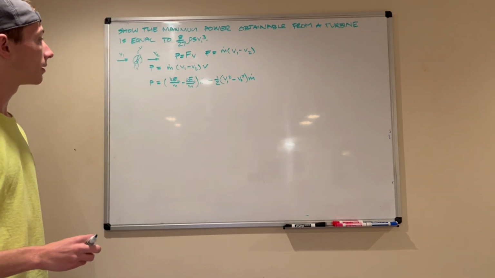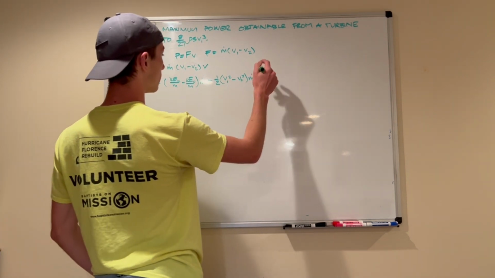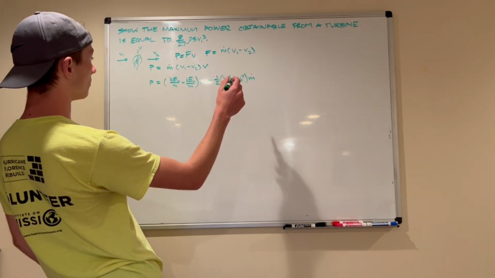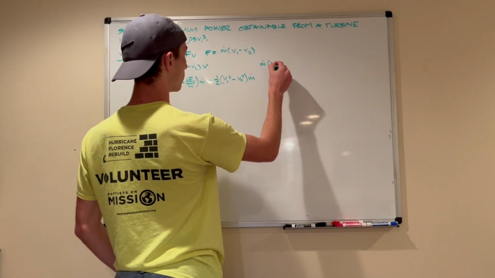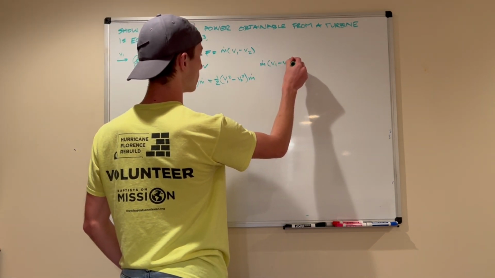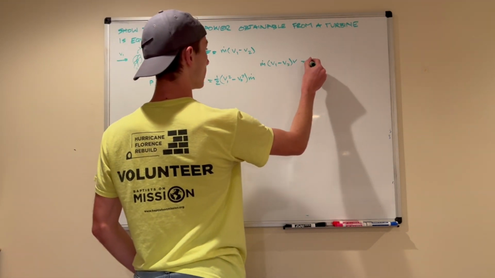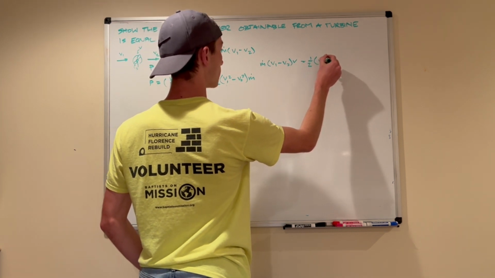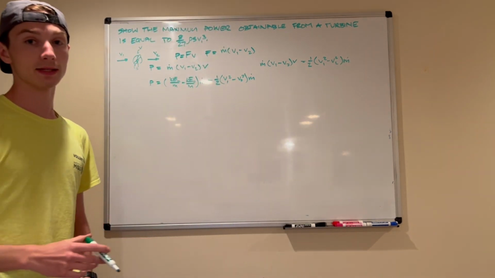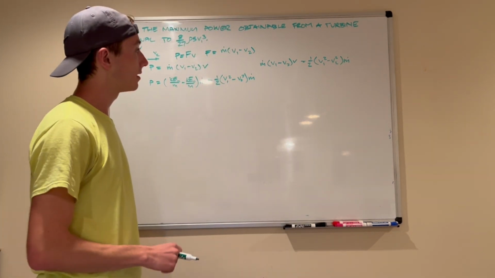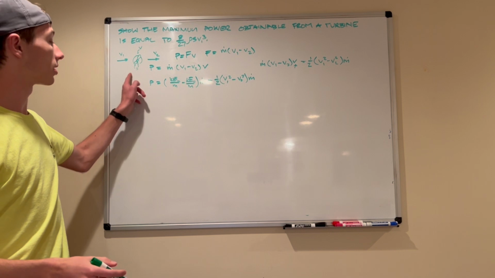Now, we can take these two expressions for power and set them equal to each other. We get mass flow times V1 minus V2 times V equals 1/2 times V1 squared minus V2 squared times mass flow. This is going to have a lot of algebra in it. So let's go ahead and solve for this V, the velocity of the fluid at the turbine blade.